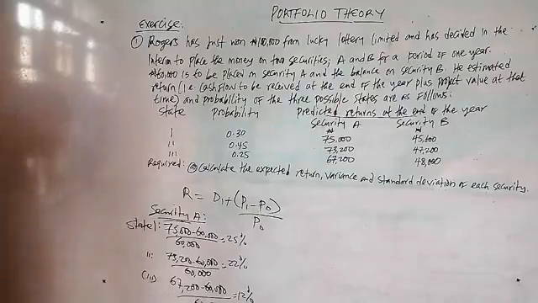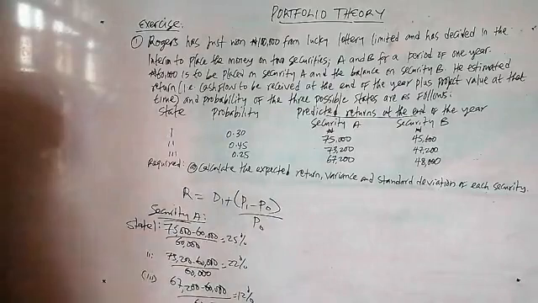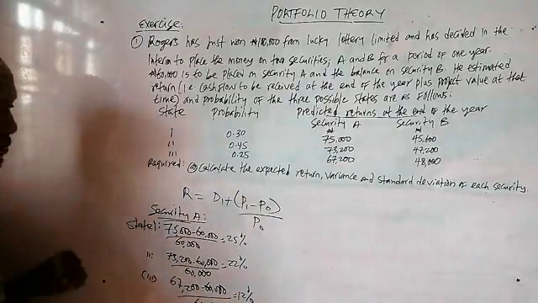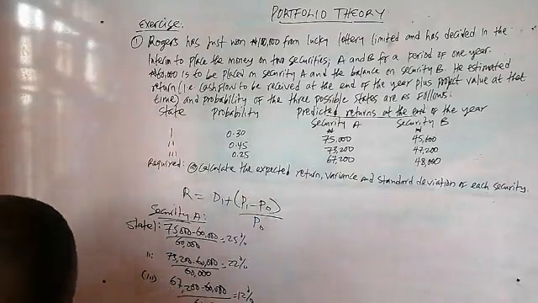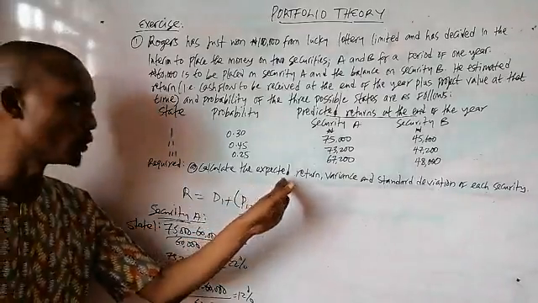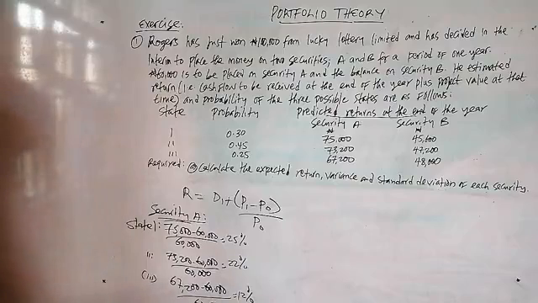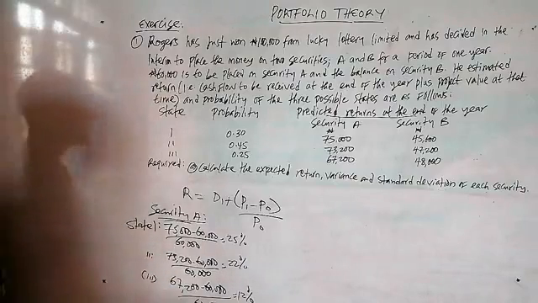Okay, so this is the return from each state here. We have computed the return for each state. The question asks us to compute the expected return. Mark you, this is our return from each state. What will now be our expected return?